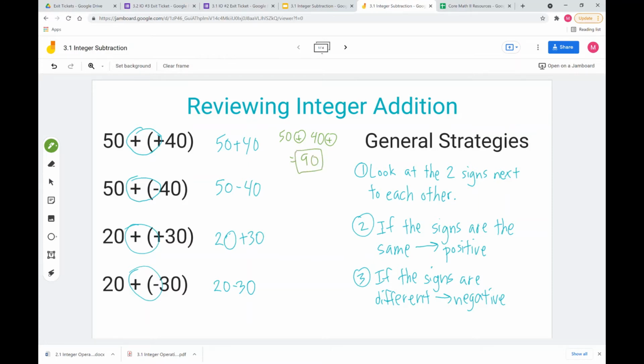And for the second problem, let's say we use counters again. Let's say we have 50 positives. But this time we're subtracting 40, so we have 40 negatives.